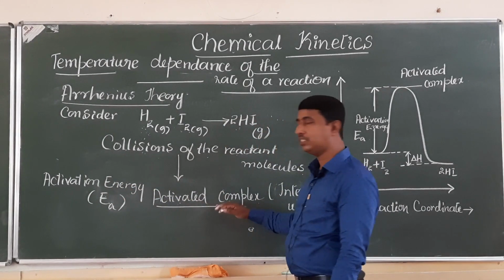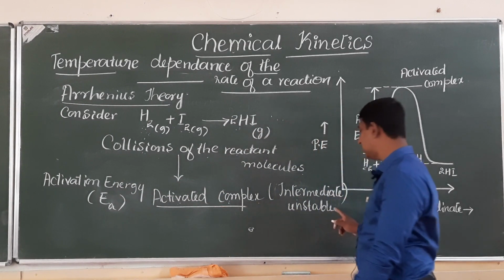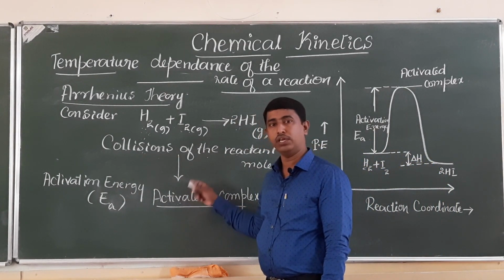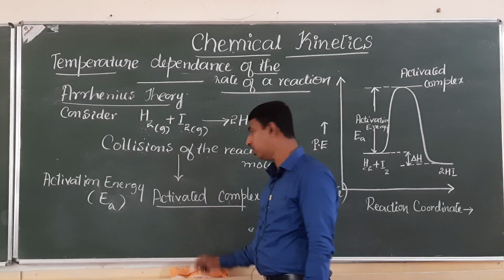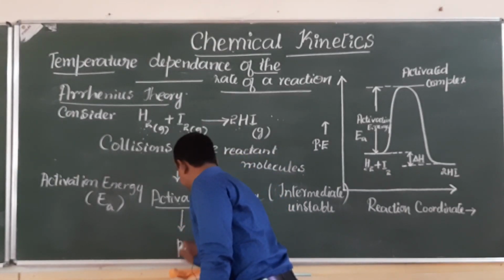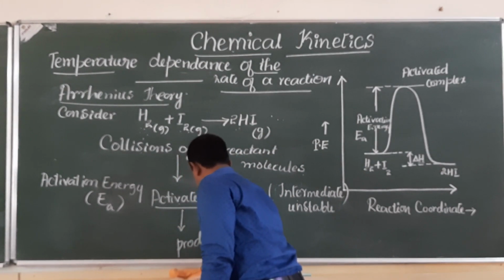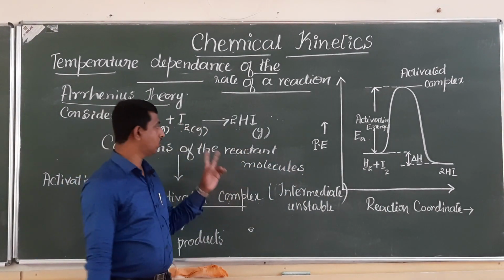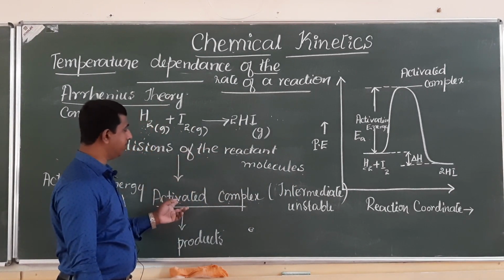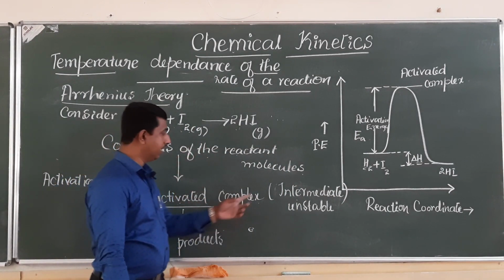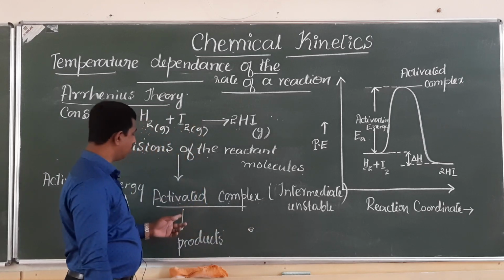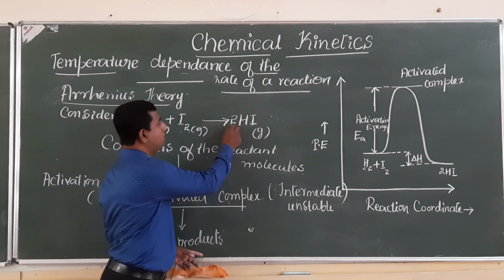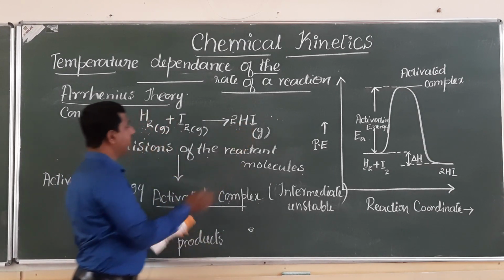So, finally, this activated complex, since it is unstable, readily undergoes decomposition to give products. Initially collision occurs. Collision leads to the formation of activated complex. It is unstable, so it should undergo decomposition in order to produce the product, that is 2 molecules of hydrogen iodide.